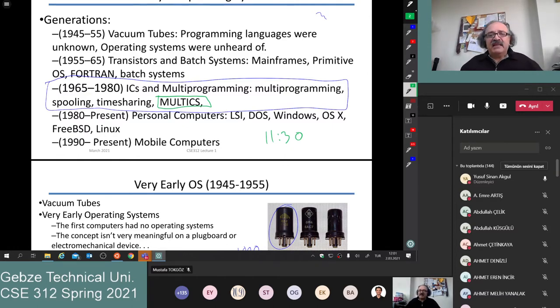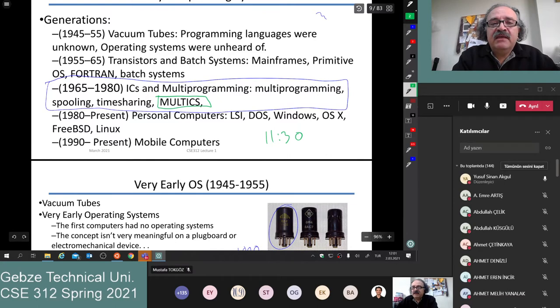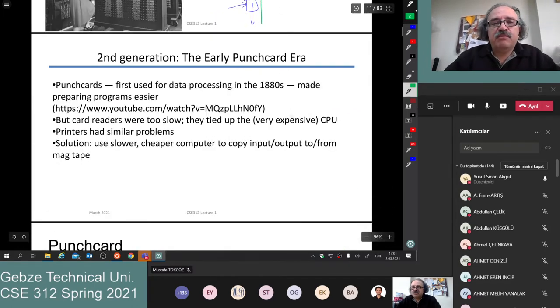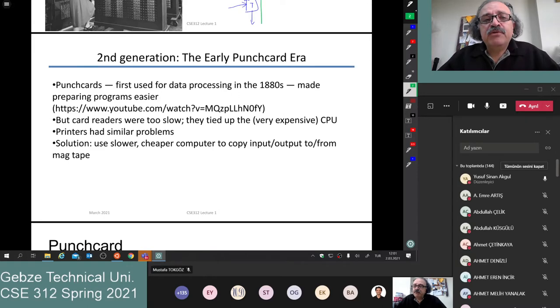Now I can sell computers. I can commercialize them. So the big computer companies like IBM started in those days building mainframes. Let's look at those computers now. Second generation computers.